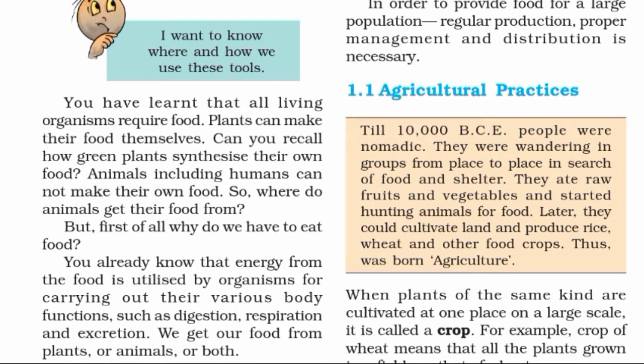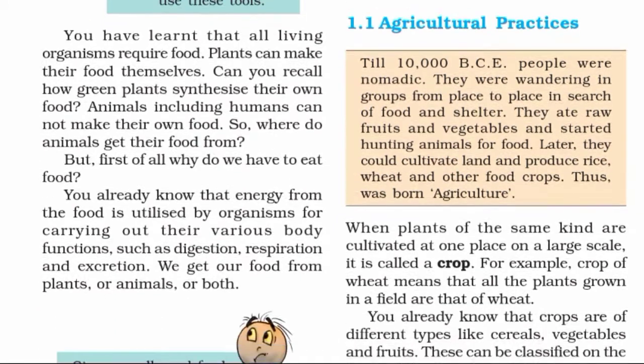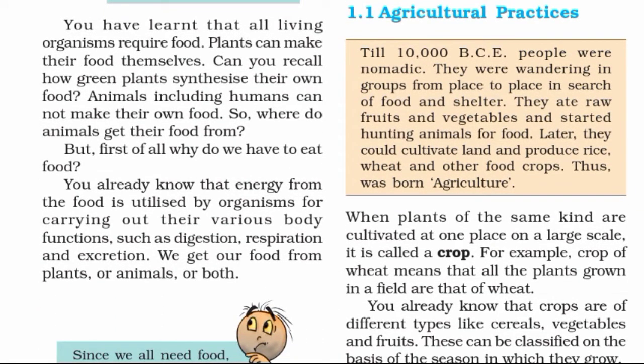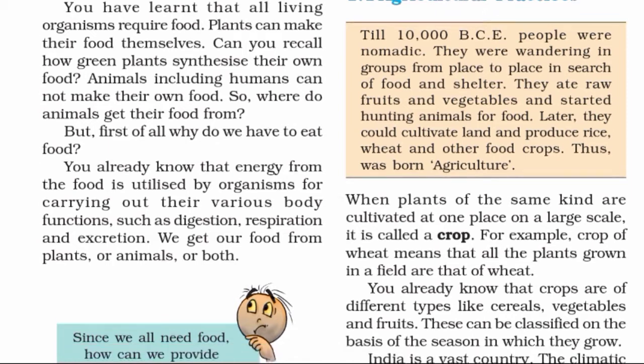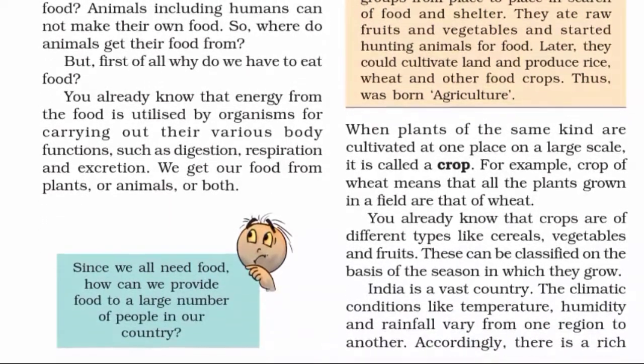Animals, including humans, cannot make their own food. So, where do animals get their food from? But, first of all, why do we have to eat food? You already know that energy from the food is utilized by organisms for carrying out their various body functions such as digestion, respiration, and excretion. We get our food from plants or animals or both.